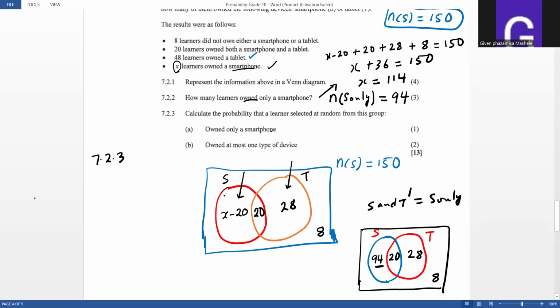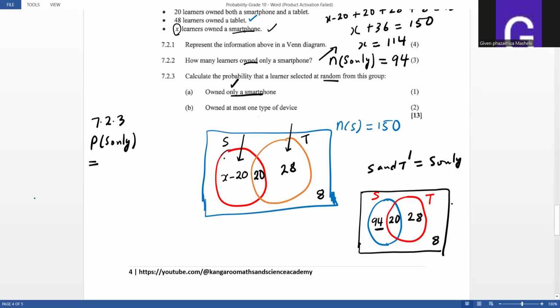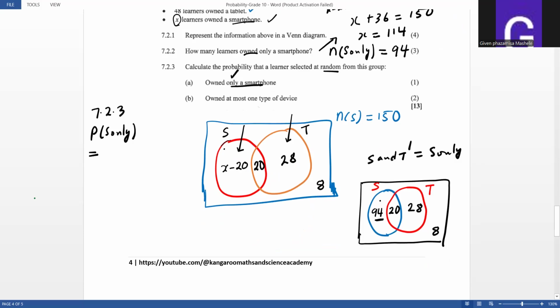7.2.3. It says calculate the probability. Now we're calculating the probability that a learner selected at random from this group owned only a smartphone. So we want the probability of owning a smartphone only. Not just a smartphone, but only a smartphone. How many here own a smartphone only? Smartphone only is just 94.